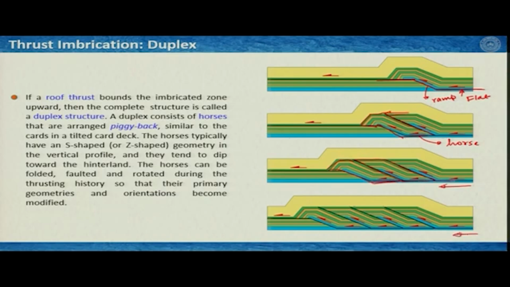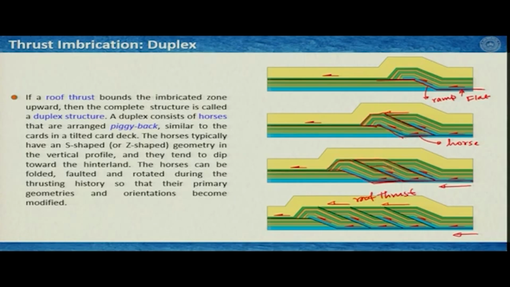So you have your sole thrusts, which is marked by this thick black line. Then you have imbricate thrusts, and you also have roof thrust going here. So if an imbrication zone is restricted between sole or floor thrust and roof thrust, then this is known as duplex structure. So the horses typically have an S or Z shaped geometry.